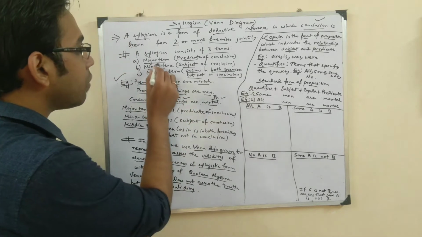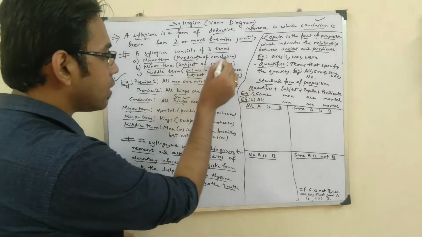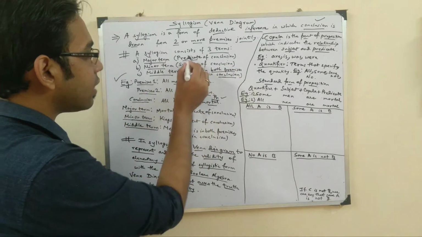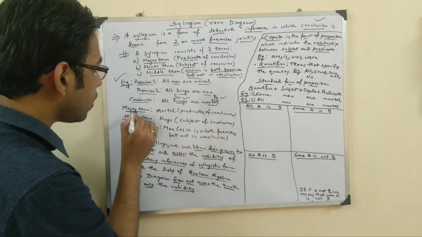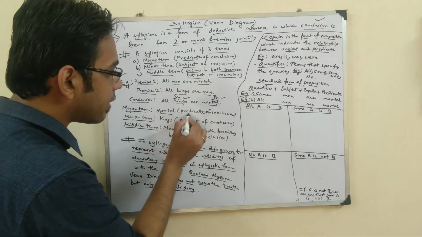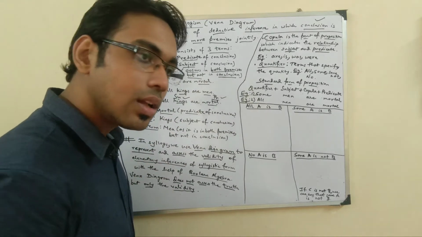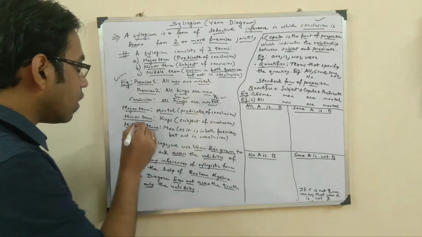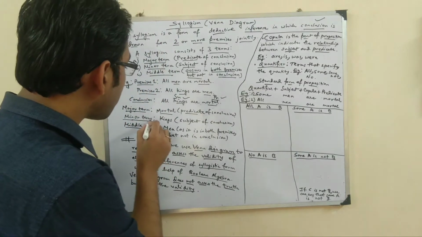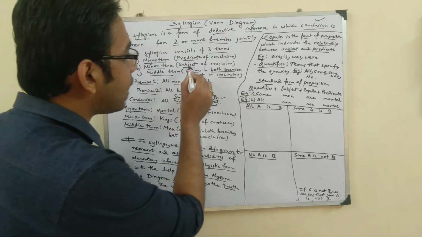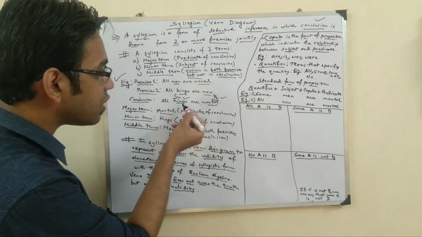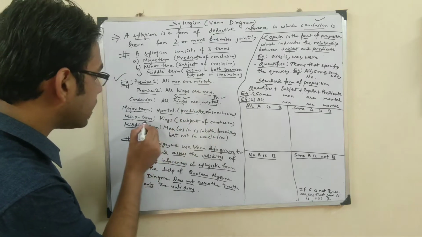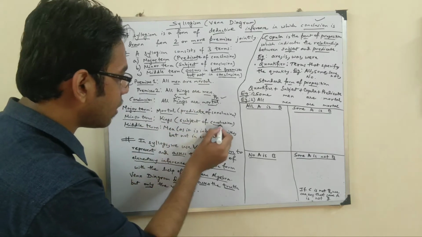So what will be the major term? Major term is the predicate of the conclusion. The predicate of the conclusion here is mortal. So our major term will be mortal, as it is the predicate of the conclusion. Next, minor term. So what do you mean by minor term? Minor term signifies the subject of the conclusion. So what is the subject of our conclusion? Our subject is kings. So the minor term will be kings, which is the subject of our conclusion.